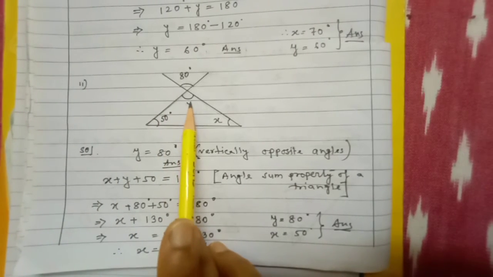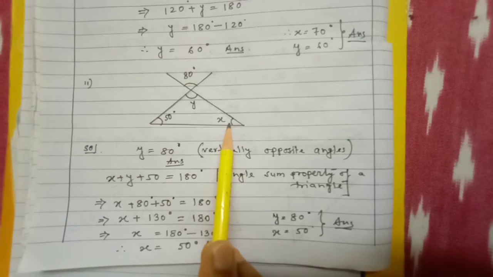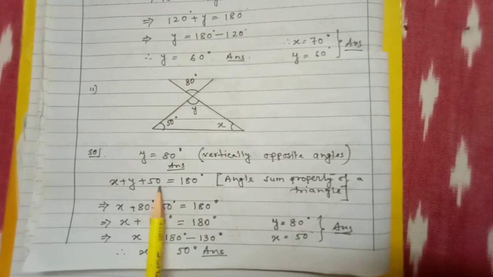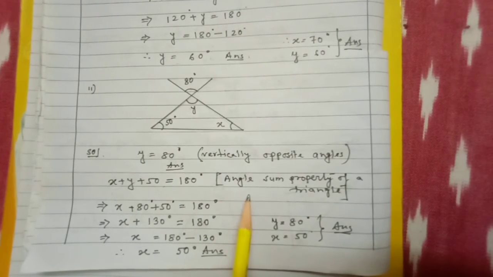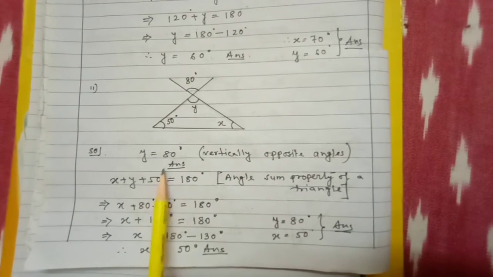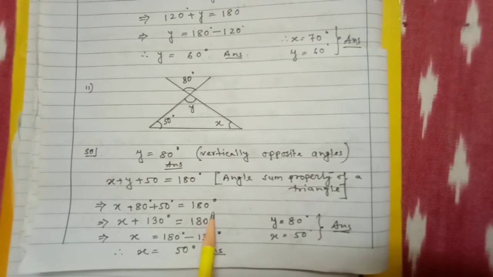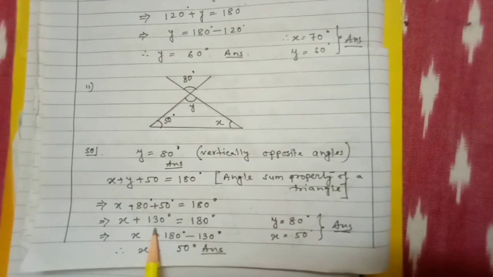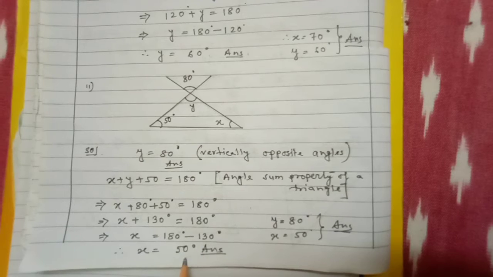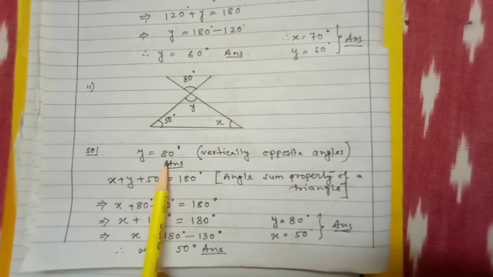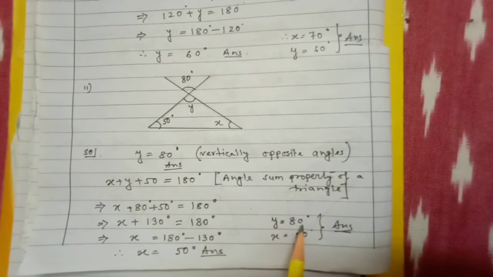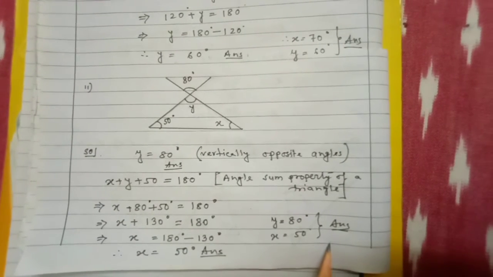Now y plus 50 plus x is equal to 180 degree. Reason is angle sum property of a triangle. So x plus y plus 50 is equal to 180 degree, and I have to write the property also. The value of y we know. Instead of y, now I have to write the value of y, 80, and 50 is equal to 180 degree. x, add this to get 130 degree, is equal to 180 degree. x is equal to 180 minus 130, it is 50 degree. So the value of y is 80 degree and the value of x is 50 degree. Write it separately, y 80 degree, x 50 degree, and this is your answer. Come to the next sum.